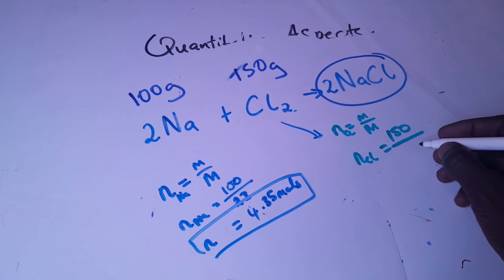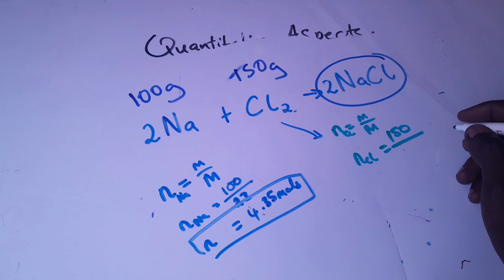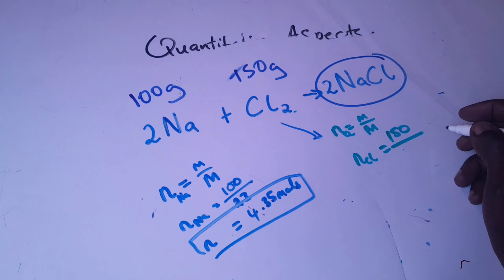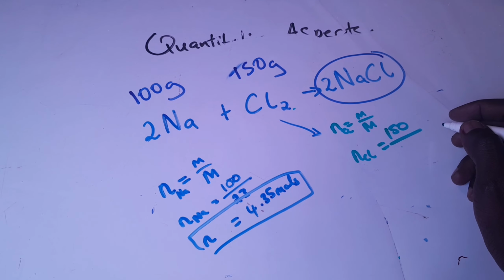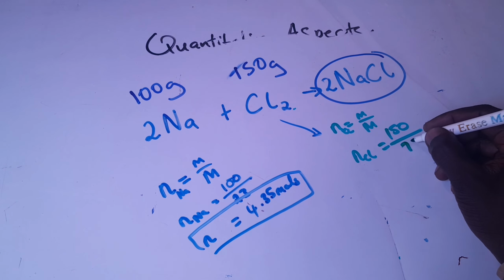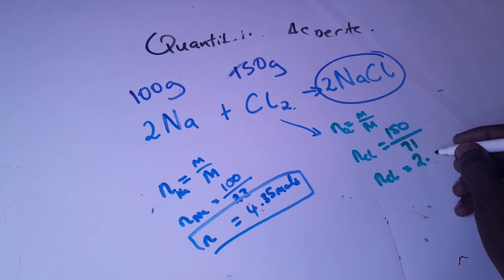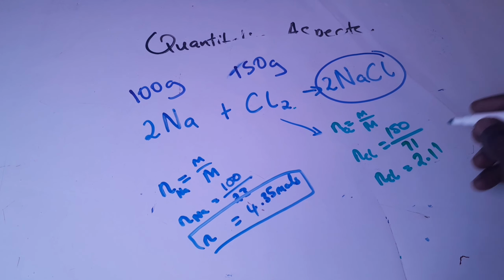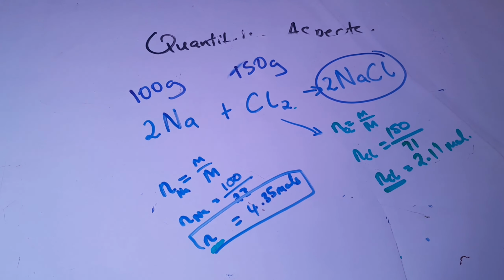So what do we do? 35.5 times 2. Which you get what? No, I mean 35.5 times 2, what do you get? 71. Yes, it's 71. So now what is our number of moles? It's 2.11 moles. Yes. So these are the number of moles for this one, and these are the number of moles for that one.